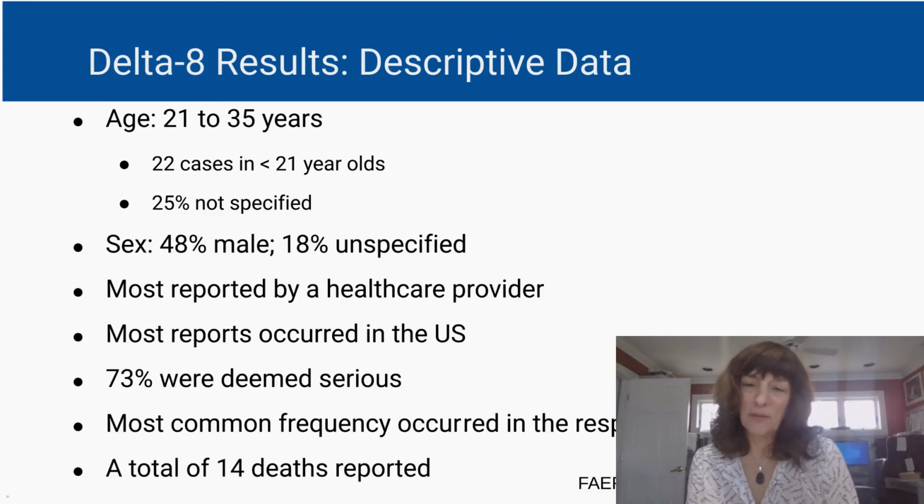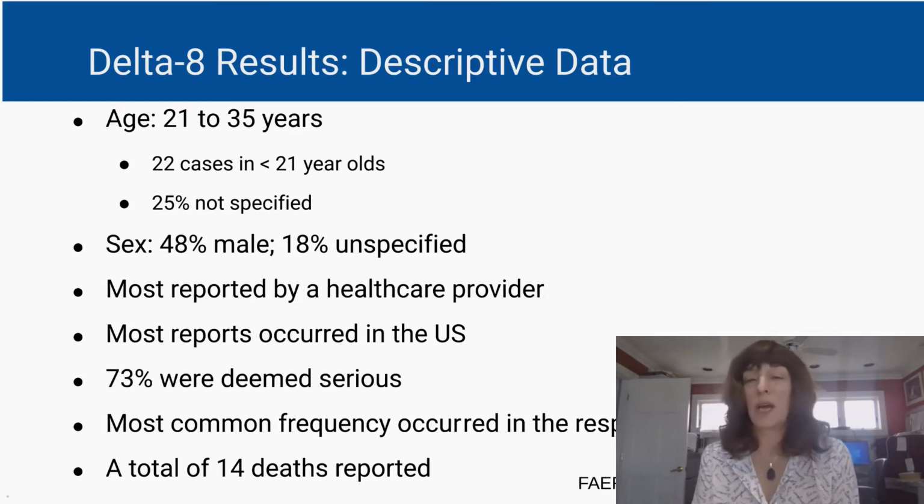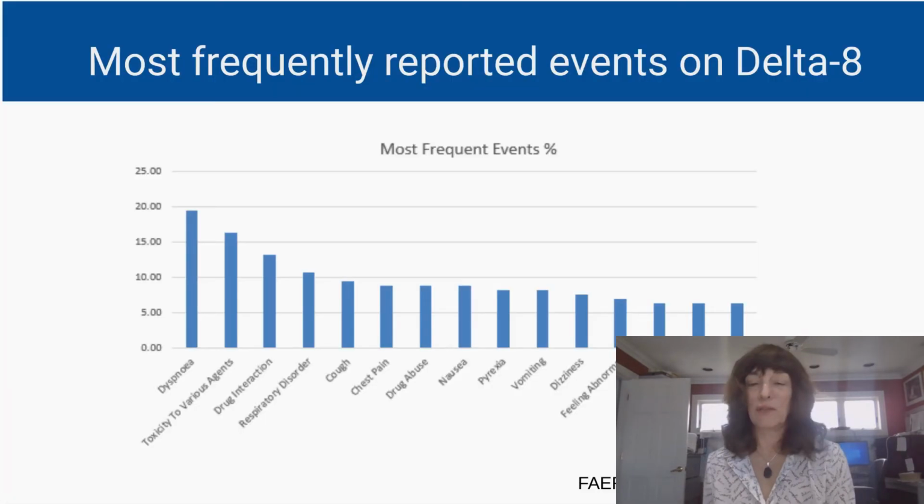22 of the cases occurred in less than 21-year-olds. The sex was 48% male. Most were reported by a healthcare provider and occurred in the United States. 73% were deemed serious. The most common occurrence of the adverse event was the respiratory system, and there were 14 deaths. So let's look at the events.